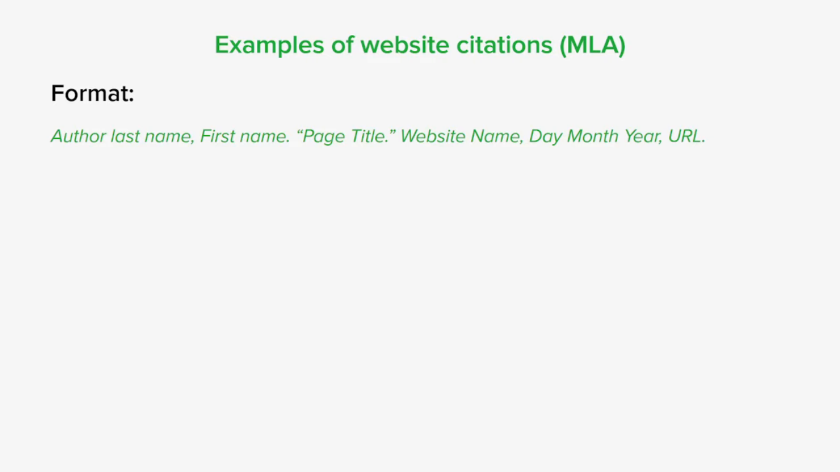So you firstly have the author, last name, then you have his first name, a page title, website name, the day, month, and year that was accessed, and the URL. And this is obviously optional if you access the source online, and the URL is required, and it can be included at the end.